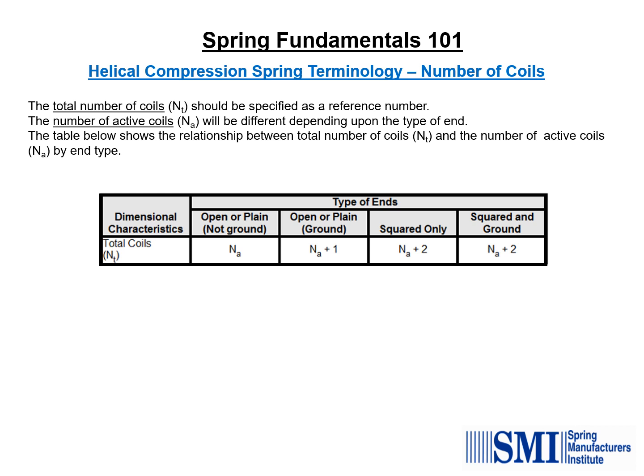The total number of coils, N sub T, should be specified as a reference number. The number of active coils, N sub A, will be different depending upon the type of end. The table below shows the relationship between the total number of coils, N sub T, and the number of active coils, N sub A, by end type.